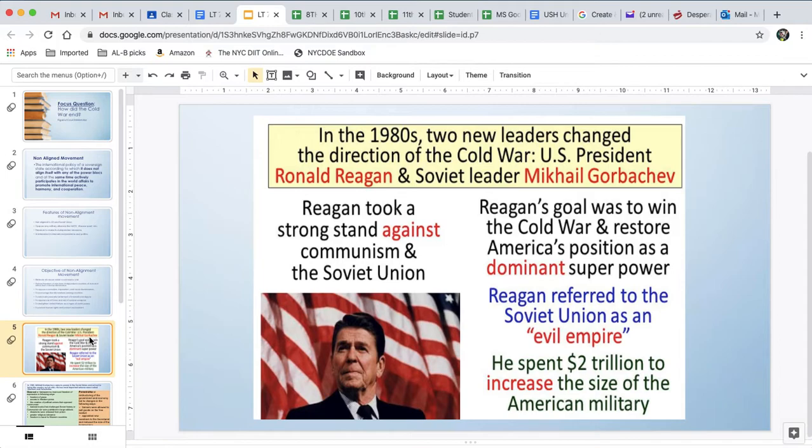He has a vision for the United States Navy, making it a 500 ship Navy. So he's spending a lot of money when it comes to defense, and he's using the military to combat the Soviet Union and to combat the spread of communism. As I mentioned before, Gorbachev finds himself in a situation where he needs to do something in order for the Soviet Union to continue to be a superpower, just like the United States.